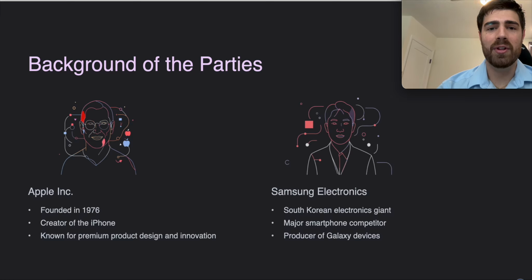So to understand the dispute, it is important to understand the parties involved. First, Apple was founded in 1976 and became one of the most innovative companies in the world. Apple introduced the iPhone in 2007, which transformed the smartphone market through sleek design and touchscreen technology. And then second, Samsung Electronics is a major South Korean technology company and one of Apple's biggest competitors. Samsung produces smartphones, televisions, and many other electronics. And by the early 2010s, both companies were competing directly for dominance in the global smartphone market, which set the stage for this lawsuit.